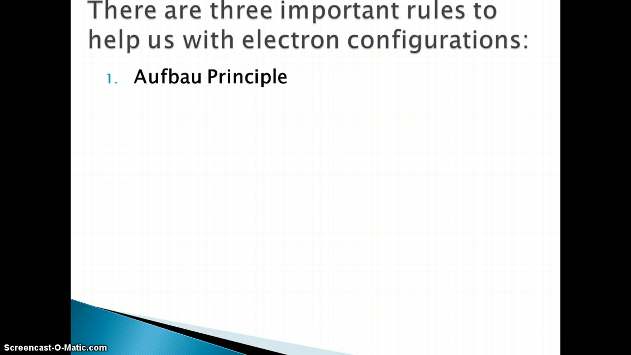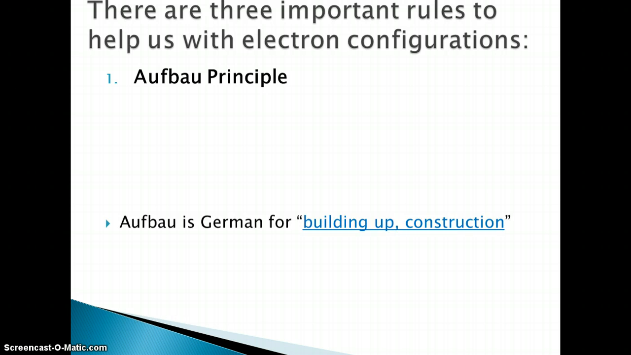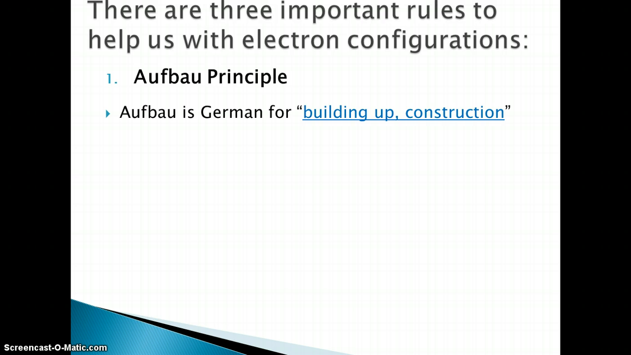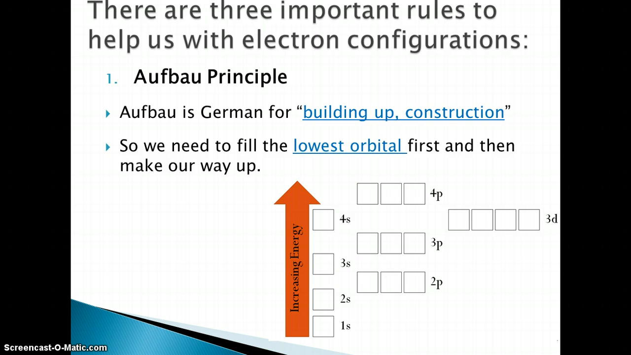For electron configuration and orbital notation, there are 3 rules. The first rule is Aufbau principle. Aufbau is German for building up construction. So we need to fill the lowest orbital first and then make our way up. So in this diagram below, the lowest orbital is the 1s orbital. This means that we need to fill the 1s orbital before we can move up to the next orbital, which in this case would be the 2s orbital.